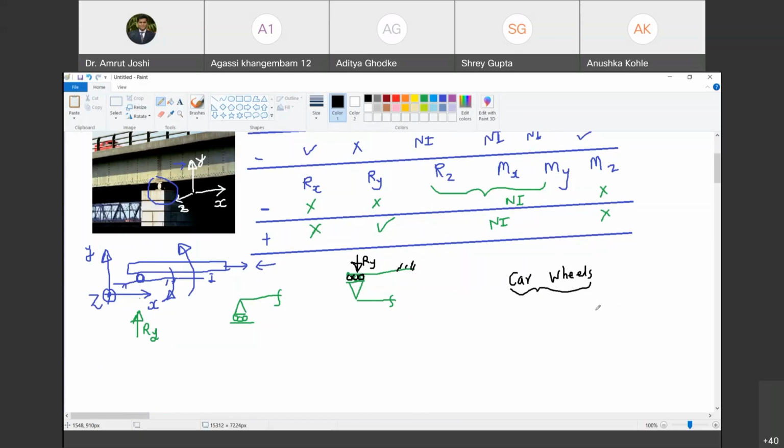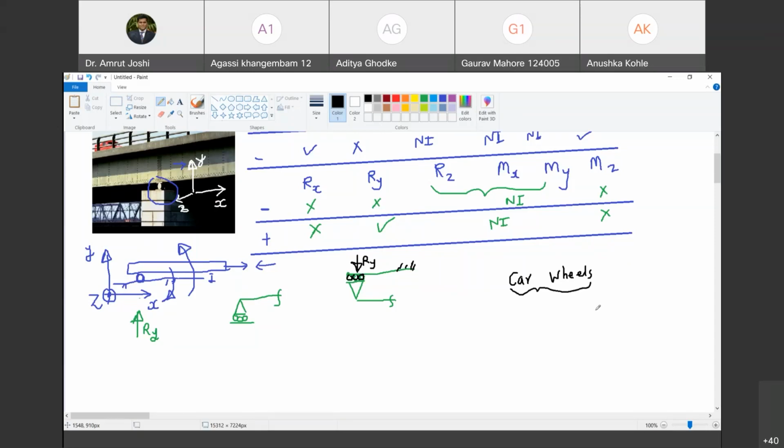Any other example? What about bearings? So aluminium mesh doors have bearings above for closing the door. No, that is a hinge support. We will discuss that support next. But somebody has said that ball bearings that we use in bicycles, yes, those act as a roller support. That is fine. Are you with me?